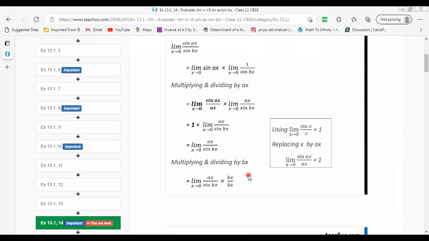And again, we are going to multiply it and divide it by bx now. So now I will be rewriting this, swapping its position. So it will become limit x approaches 0 bx upon sin bx times ax upon bx. Here I have multiplied and divided by bx, and I'm swapping the position of the ax and bx. Are you able to follow?